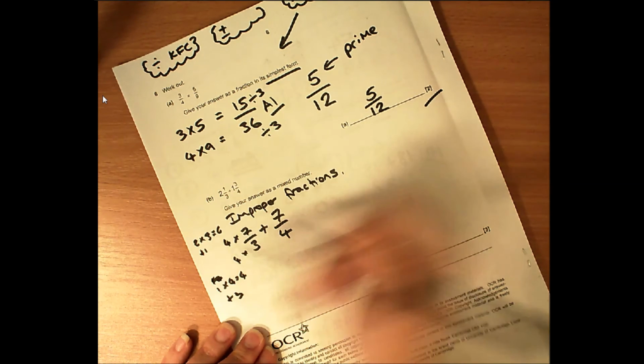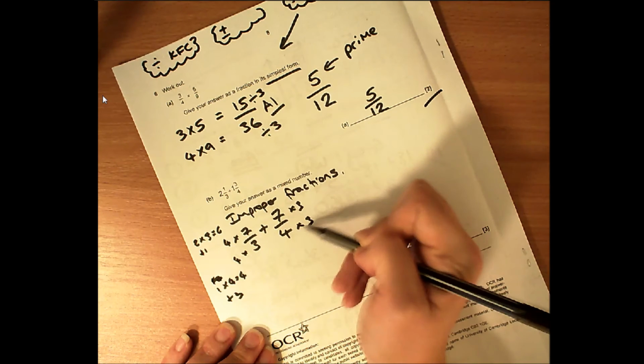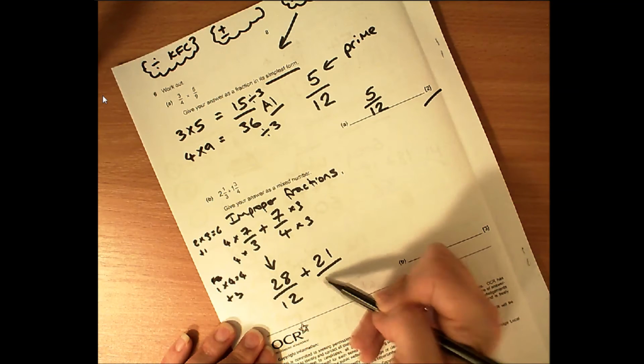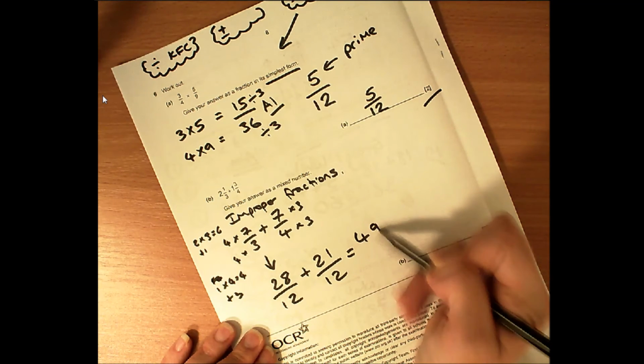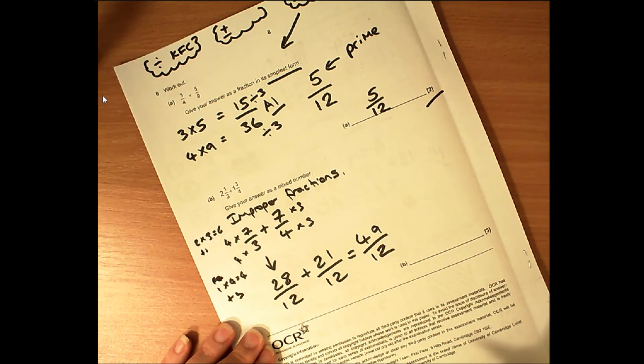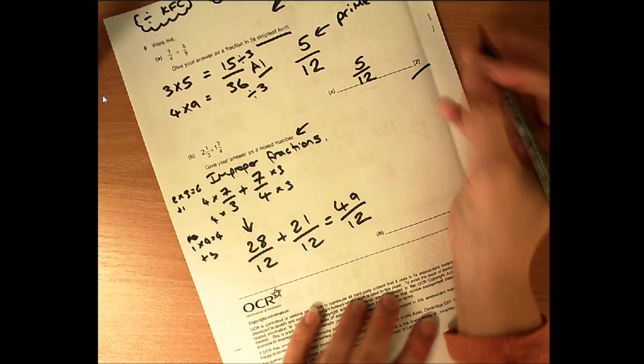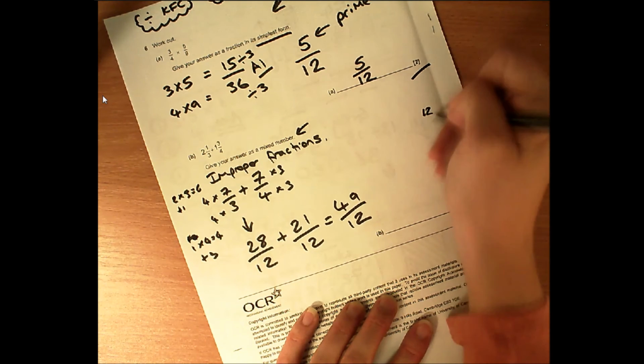So 7/3 and 7/4. Like I said earlier, I can't add them till the denominators are the same. So I'm going to make them both into 12. Whatever I do to the bottom, I do to the top. So I end up with 4 times 7 is 28, 7 times 3 is 21, and I get an answer of 49/12. Now that's right, but I am asked to give my answer as a mixed number.